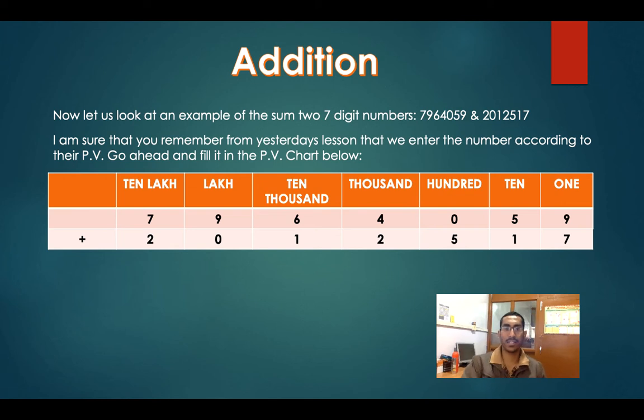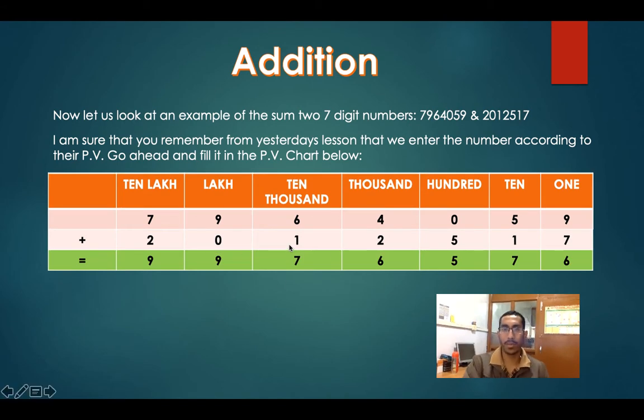Now let us look at the solution. What is 9 plus 7? 16. 6, we will carry over the 1. You remember from yesterday's lesson? The 1 comes here. So 5 plus 1 gives me 7. If you got this right, great job.